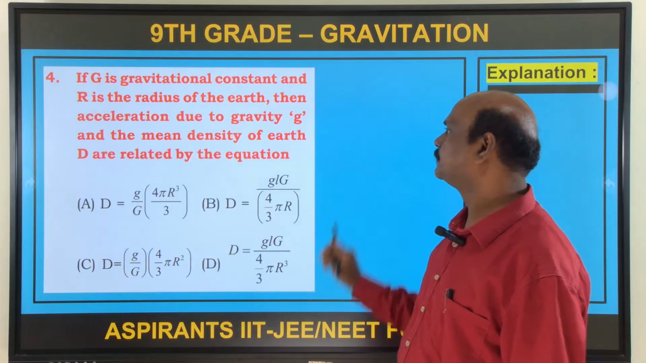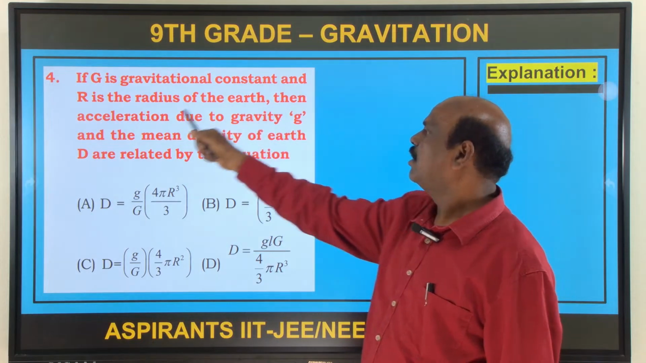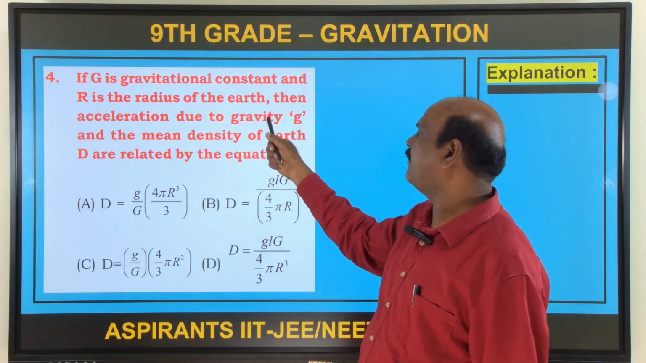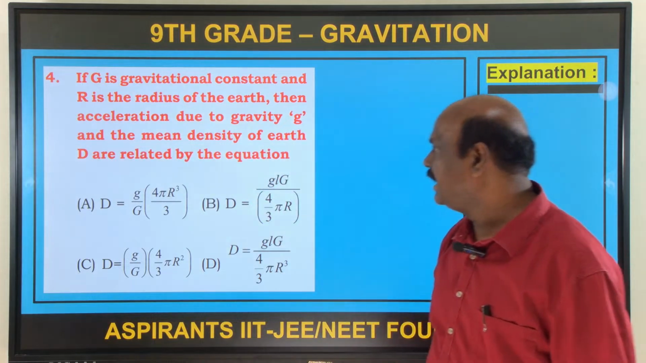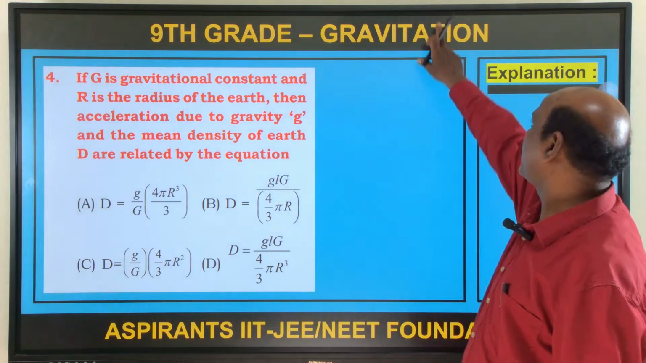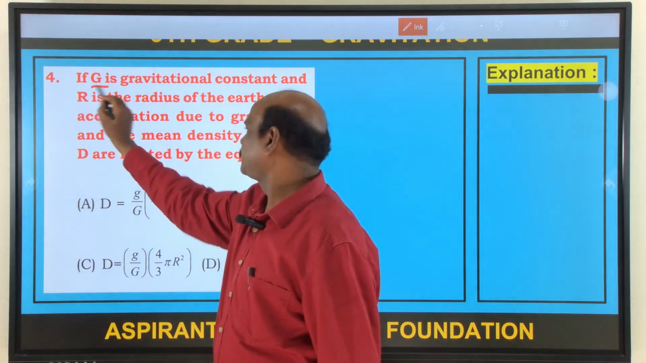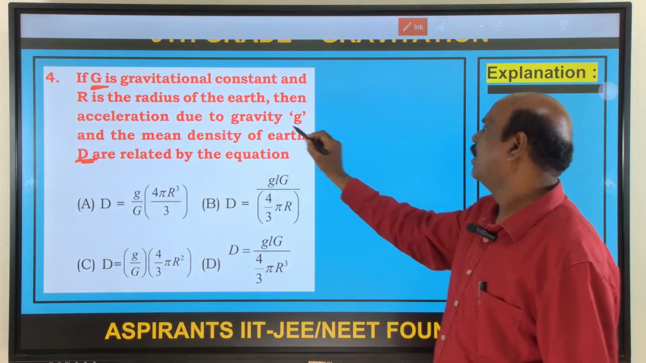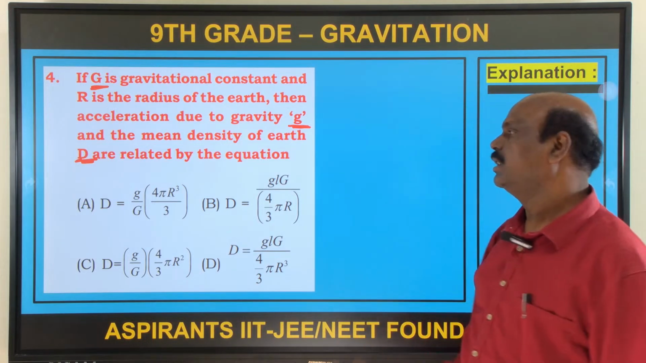Next, if G is the gravitational constant and R is the radius of the earth, then the acceleration due to gravity g and the mean density of the earth D are related by which equation? He is asking us to identify the relationship between G, D and the small g. To identify this, first we should know the relationship.